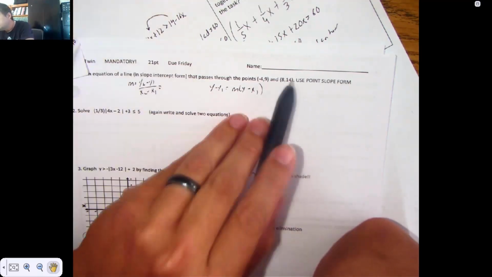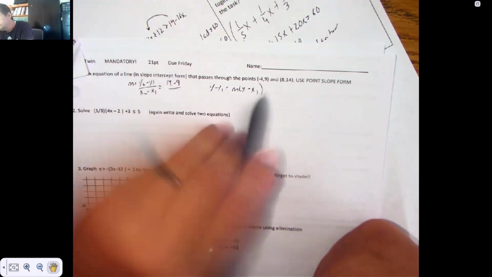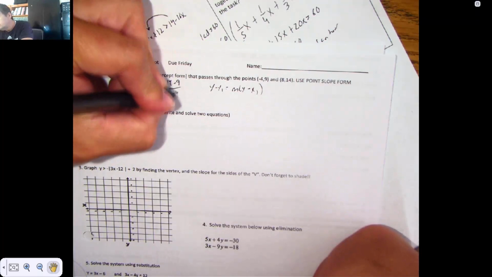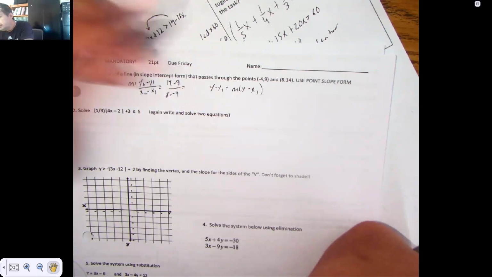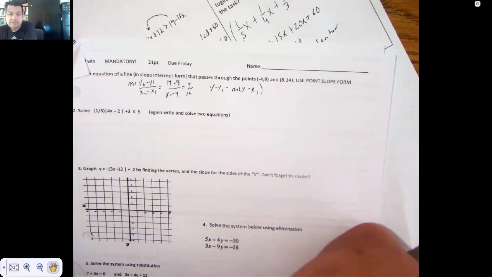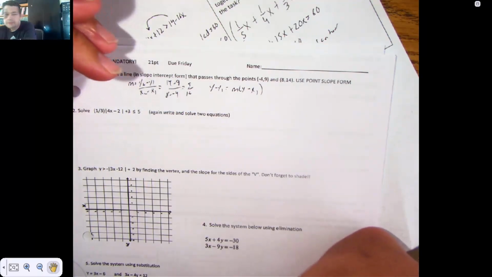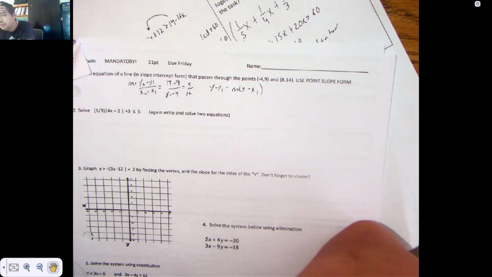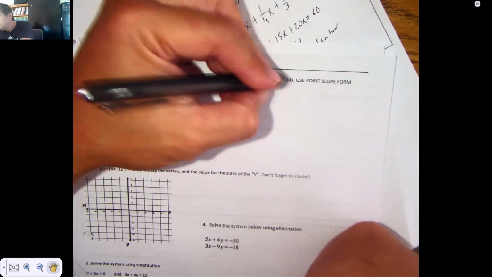So this is going to be 14 take away 9 over 8 take away a -4. Let's see, 14 take away 9 is 5, 8 take away -4 is 12. So it's got a fraction. Then you pick a point. It doesn't really matter which point you actually go with. I'm actually going to use the first point.